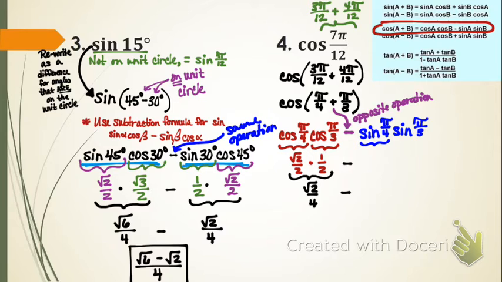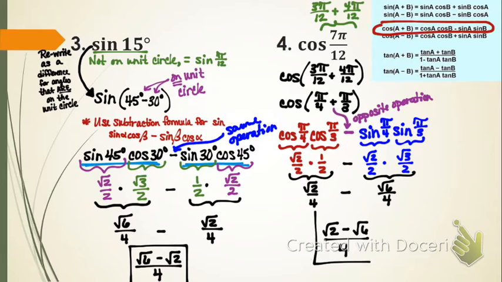What is sine of pi over 4? Square root of 2 over 2 times sine of pi over 3, square root of 3 over 2. So how does that simplify? Square root of 6 over 4. Can I write that as one fraction? Yes, square root of 2 minus square root of 6 all over 4. Managed to get that one a little higher on the screen.